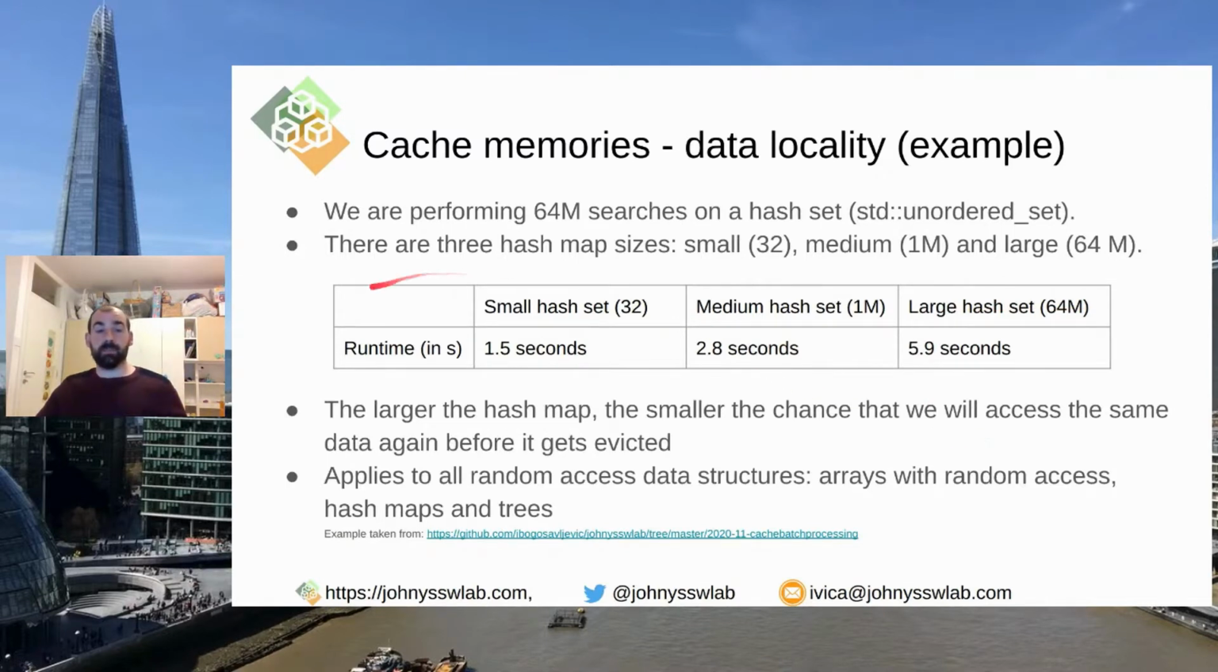This memory applies to all random access data structures. If you have arrays with random access, hash maps, and trees, the bigger the hash map, the bigger the array, the bigger the tree, the slower it will be. And this is the size of the data set. We say if the data set is big, then it won't fit in cache, and that means it will be slower. Okay, questions?